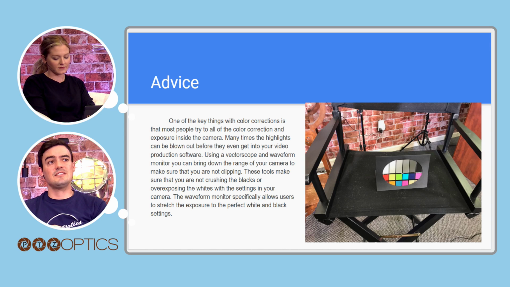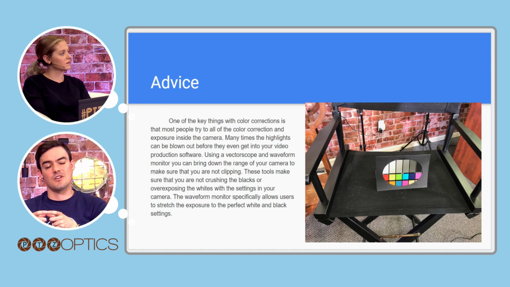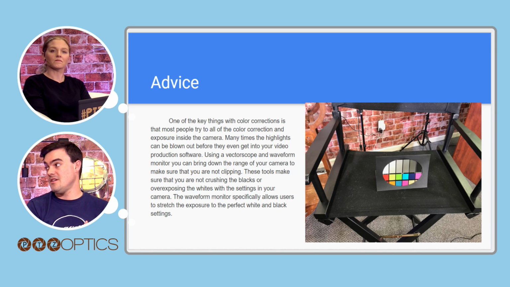Just some advice, one of the things when you're doing color correction and exposure is don't try to do it all inside the camera. Many times your highlights can actually be blown out before it gets to the video production software. So use your Vectorscope, use your waveform monitor. You might even want to turn down the range of the camera to get the most out of your sensor. So use these tools to make sure you're not crushing the blacks or overexposing your whites before you even get to the software. You can do a lot today in the post-production software. So that's our advice.